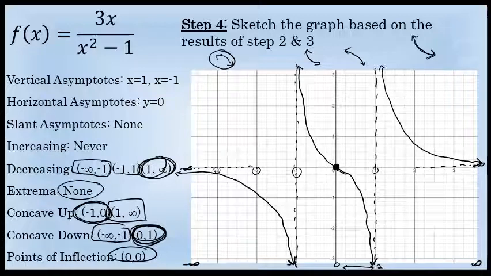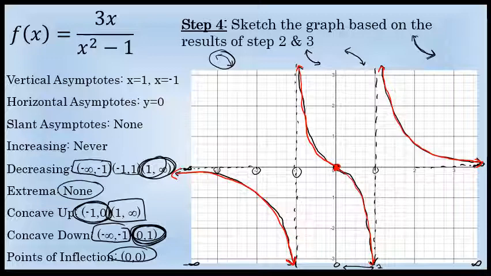And so what I have on the screen now is the general shape of the graph of f of x equals 3x over x squared minus 1. It's decreasing, concave down from negative infinity to negative 1, decreasing concave up from negative 1 to 0, decreasing concave down from 0 to positive 1, and then from 1 to infinity, decreasing and concave up.